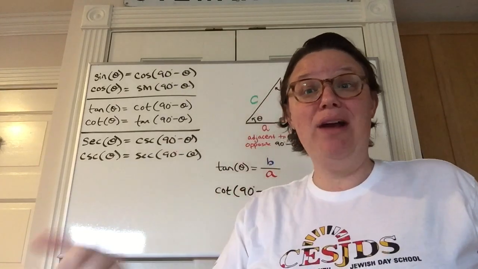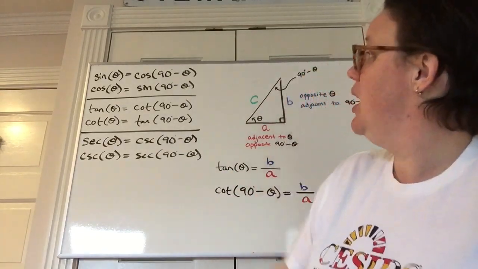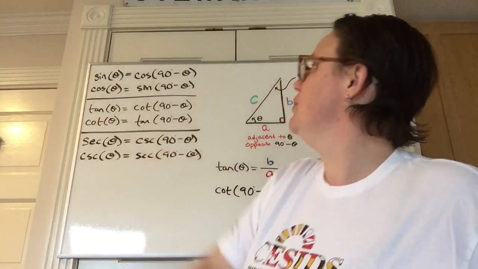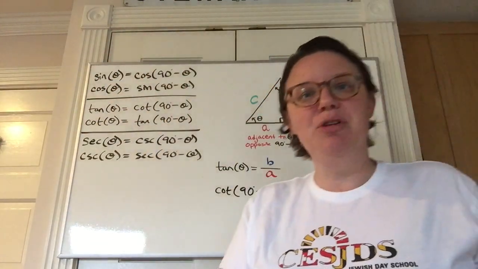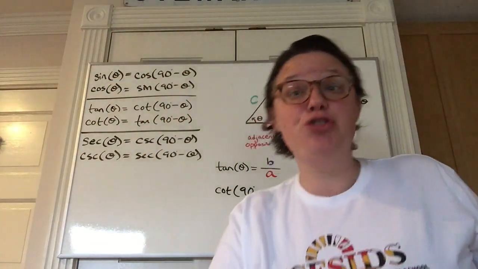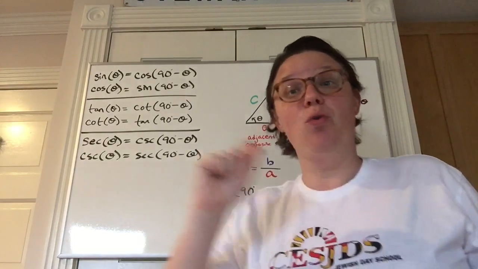They work for all angles. They work in radians and degrees. The sine of any angle can be replaced with the cosine of that angle's complement, and that is true for all trig functions and their co-functions.